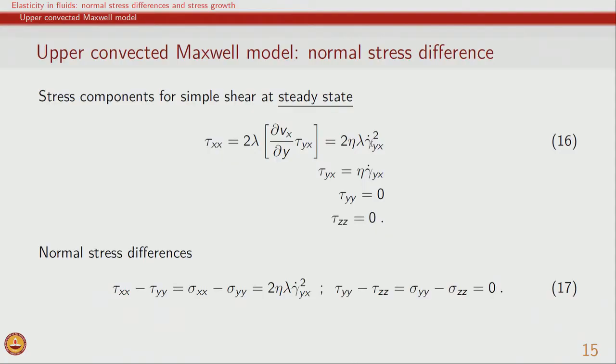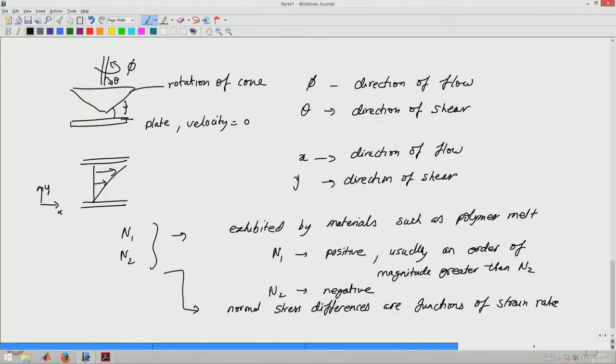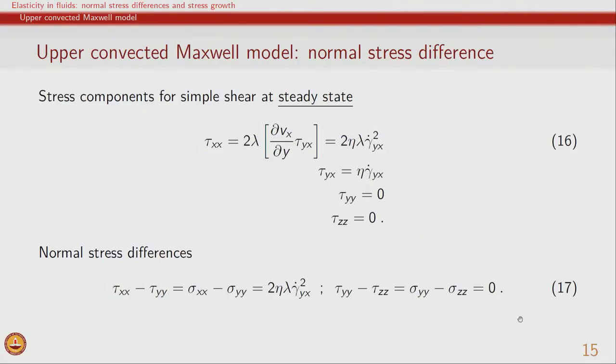Now, in this case also the upper convected Maxwell model shows an elemental behavior in terms of normal stress differences which are non-zero. However, it shows normal stress differences which are related to strain rate only in terms of its square, while what is observed in most cases is that they are functions of strain rate other than gamma dot yx squared. So, therefore, the behavior is not exactly what is shown by the upper convected Maxwell model.